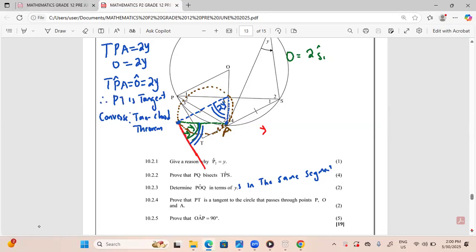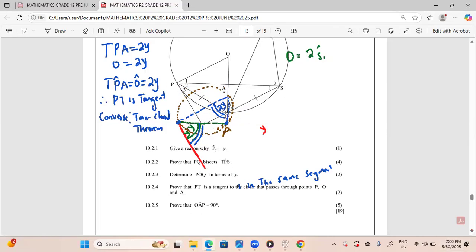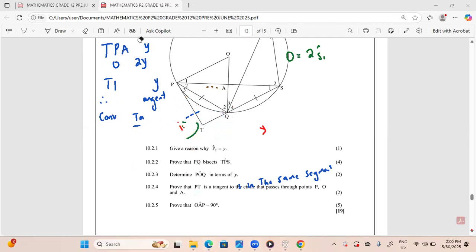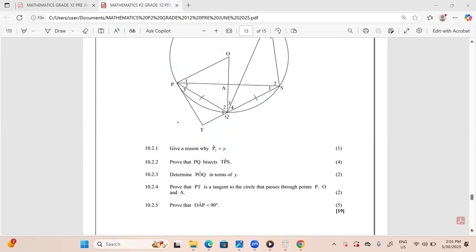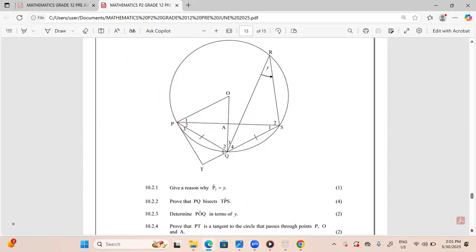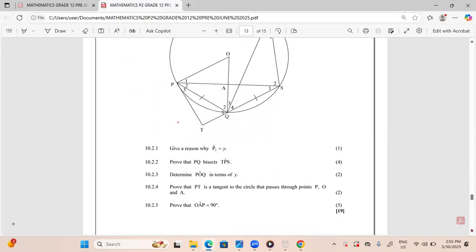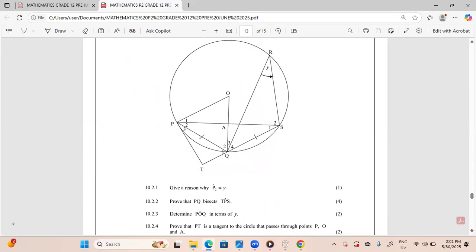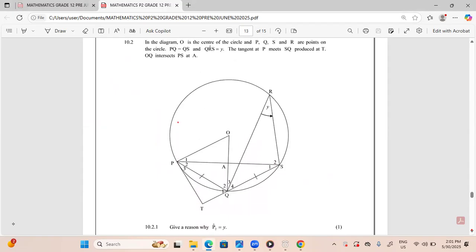Prove that the angle A in triangle OAP is 90. This is an interesting question. Prove that OAP is 90. So they are saying focus on angle A in triangle OAP.